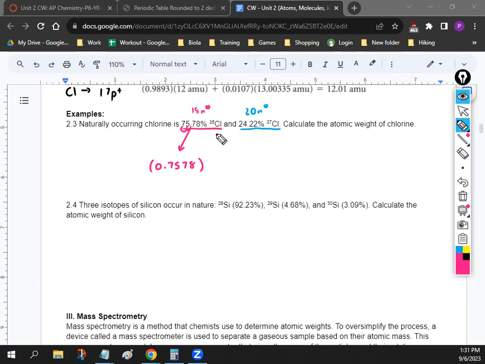And then you just multiply it by the atomic mass, or the mass number, for that isotope. So this one is 35, so we'll do 35. And then we're going to add that to the same thing for the other one. So 24.22 is 0.2422, and this is going to be 37 AMU. That's it. You calculate that, and that'll give you the atomic weight, the average weight of chlorine.